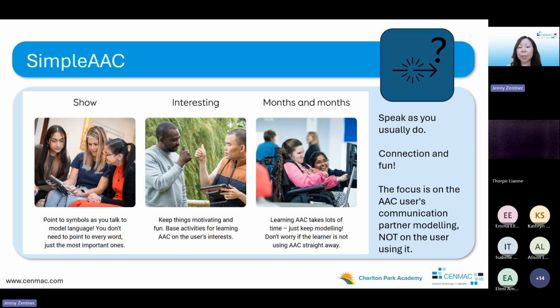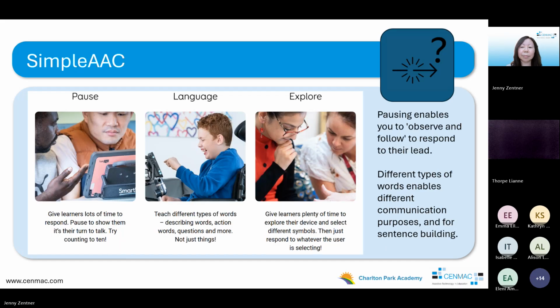M is for months and months. We've talked about how learning to use AAC takes lots of time. Just keep modelling. P is for pause. Give lots of time for the AAC user to process your modelling, to initiate and to respond. Pausing gives you more time to observe and follow so that you can respond to their communication and let them lead, which strengthens connection and engagement.